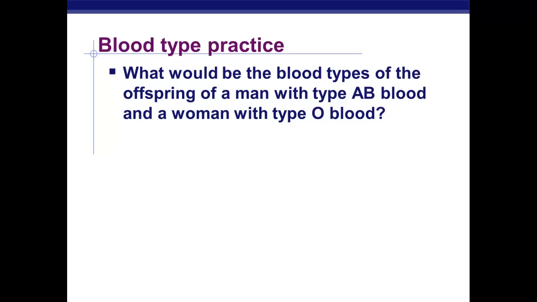So we can do Punnett squares with blood type and see what that might mean. If we have a man with type AB blood and a woman with type O blood, what would be the blood types of their offspring? And I think you should try to do this before I give you the answer. So I'll give you a moment.